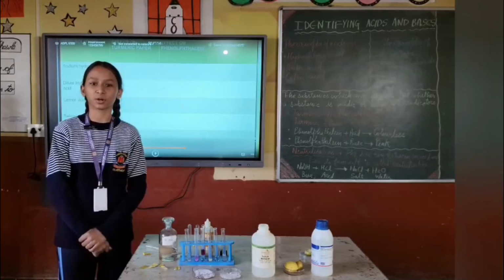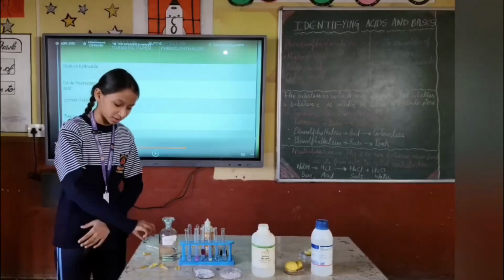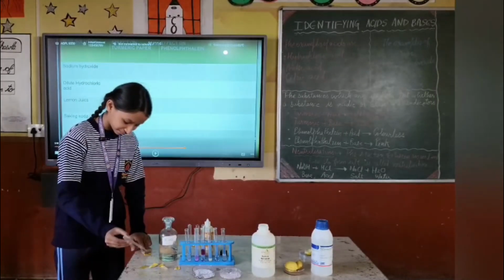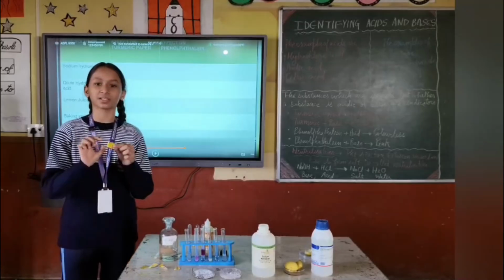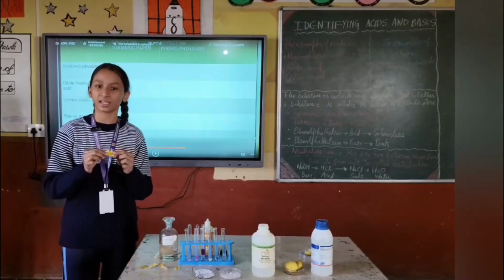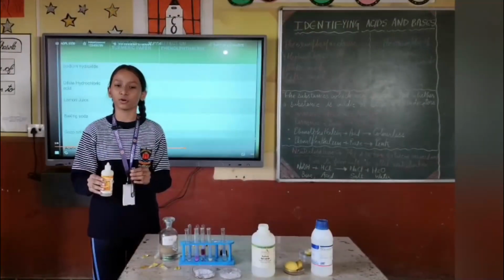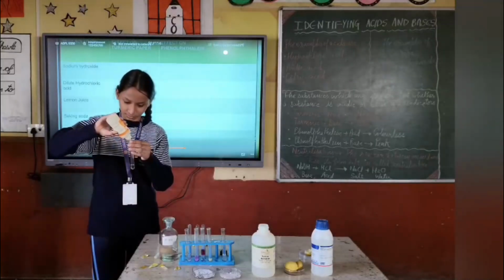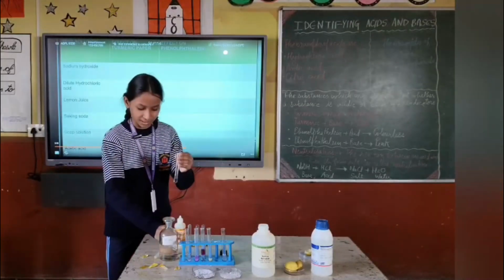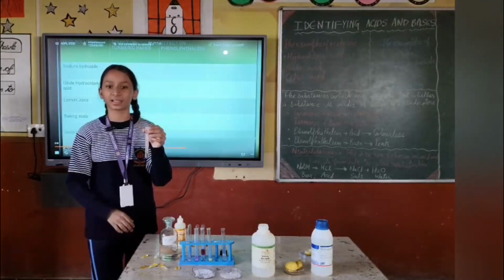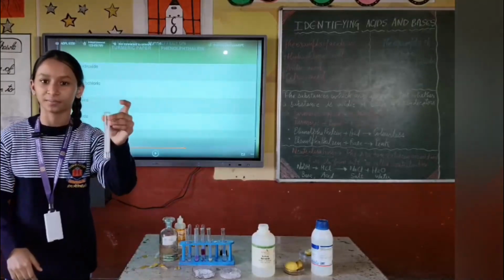We will add a few drops of dilute hydrochloric acid on turmeric paper. It remains yellow, indicating it is acidic in nature. Now we will add a few drops of phenolphthalein to the solution. It remains colorless, indicating HCl is acidic in nature.